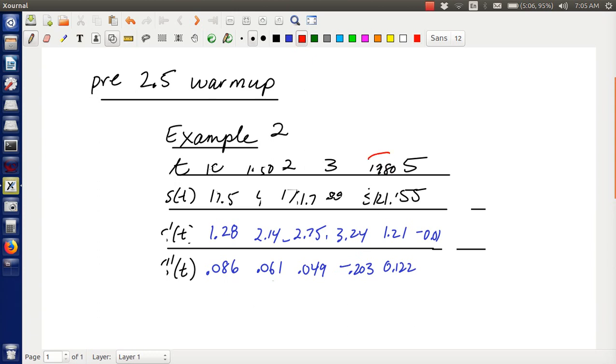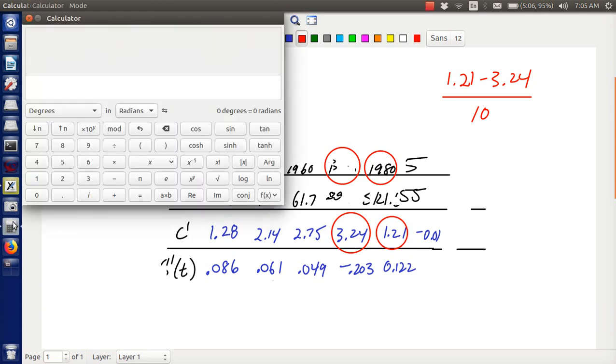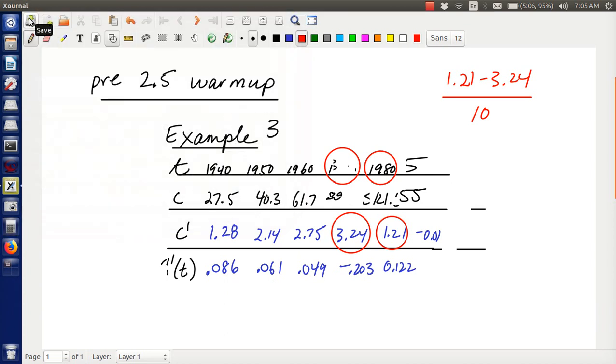So we're referencing off of these values here and here. It's very easy to make a clerical mistake. 1.21 minus 3.24, still divided by 10. Okay, so let's check that out on the calculator. 1.21 minus 3.24 is a negative, and don't forget to divide that answer by 10. Okay, so just keep your keystrokes on your calculator in the right order, and this should be fine. And that's the end of the warm-up.